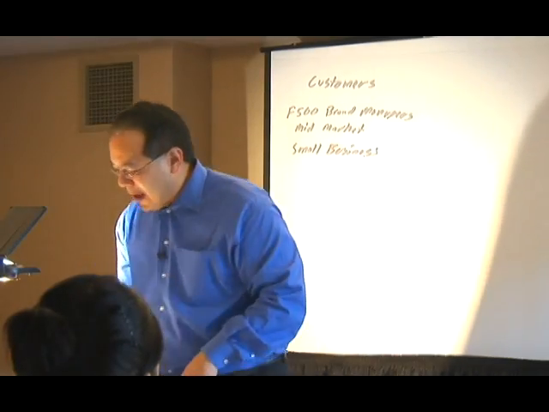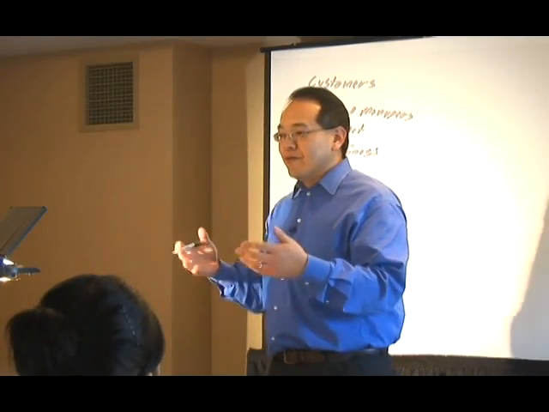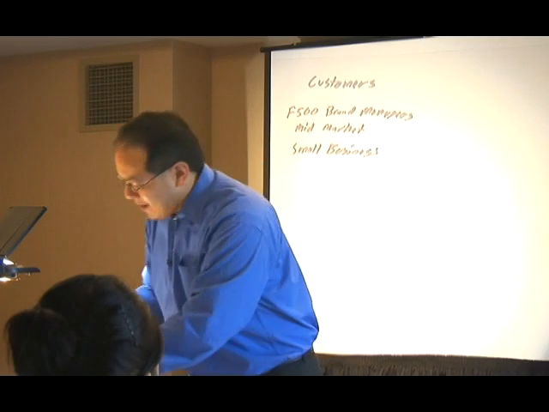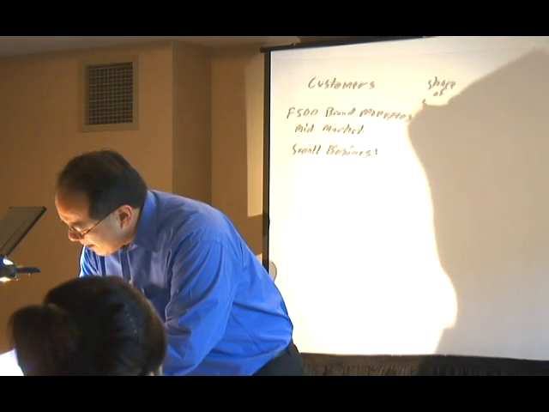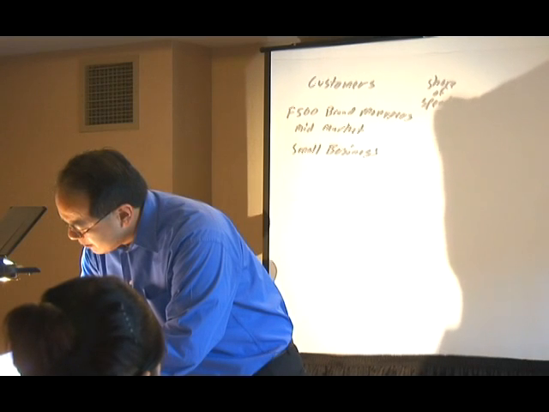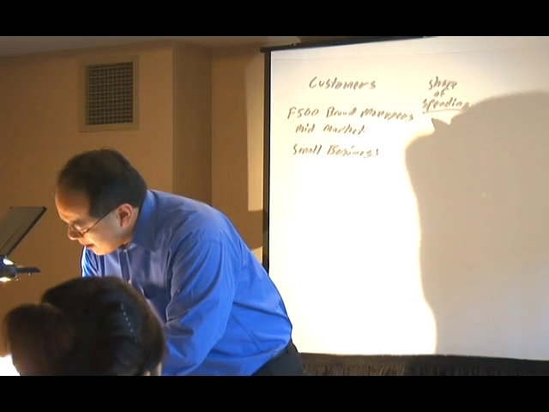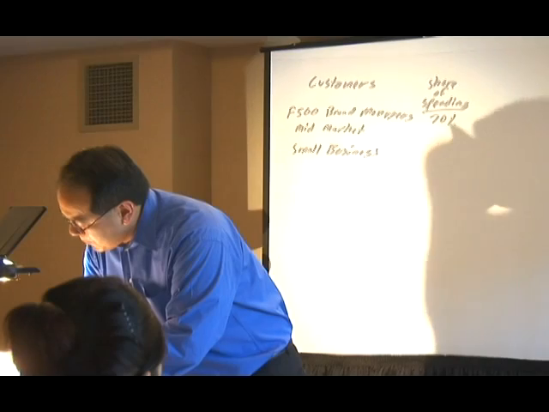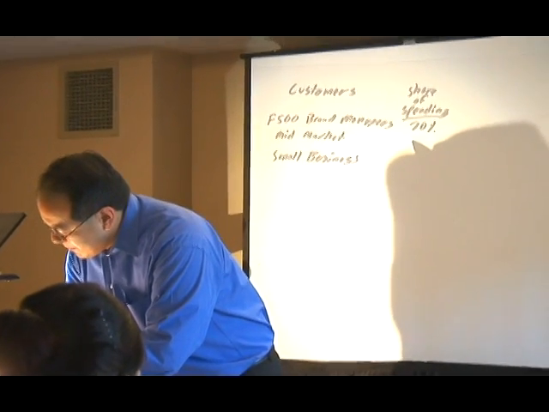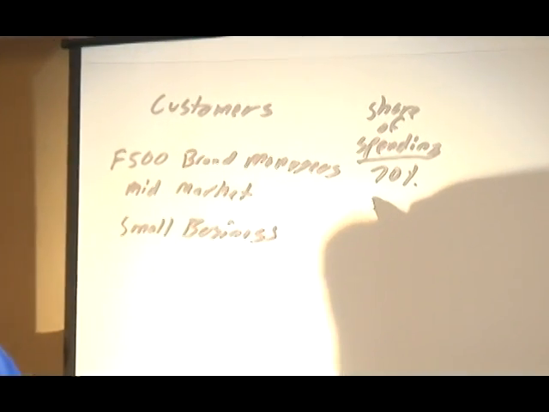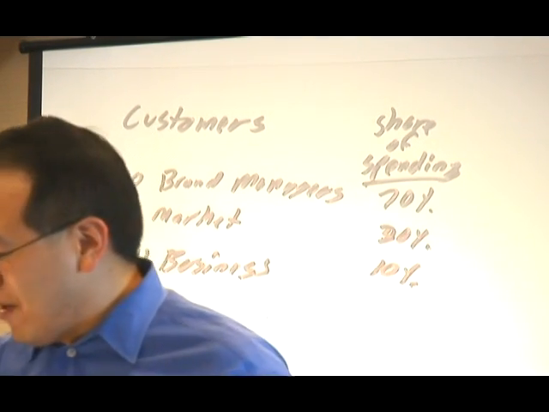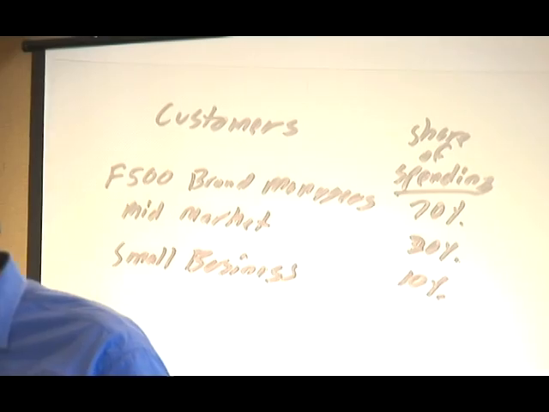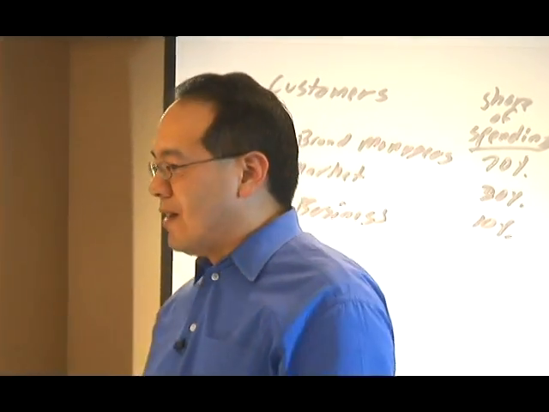Okay, that's interesting. And what percentage of ad dollars belongs to each segment? So, share of spending. The big P&G kind of companies are spending 70%, mid-market is 20%, and small business is 10%. So really the bulk of the market is being driven by the large multinational companies.